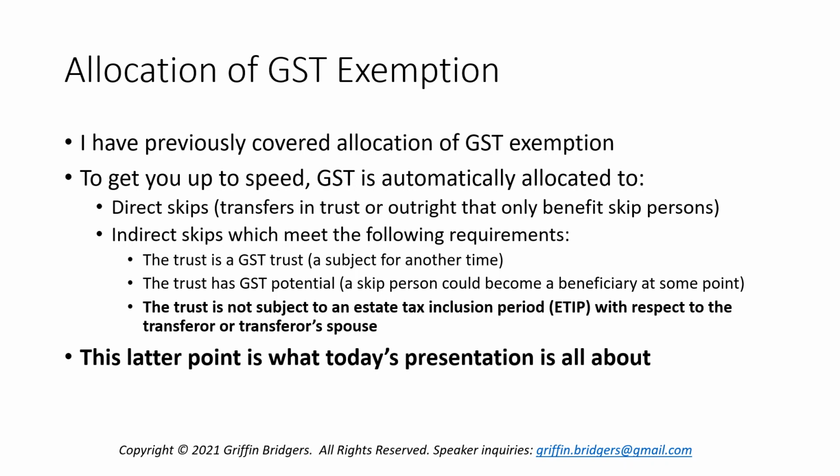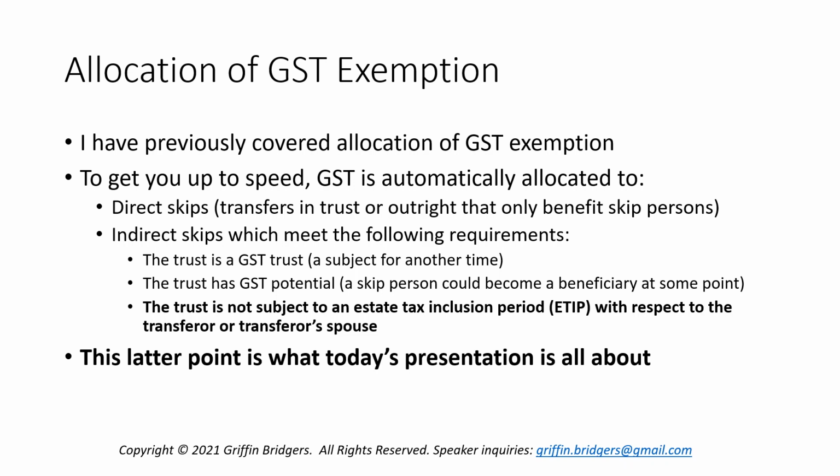One, the trust has to be a GST trust, which we'll talk about in another presentation, and that trust also has to have GST potential. That's an issue that shoehorns in. What that really means is that a skip person, even one who's not living right now, could become a beneficiary at some point. Then finally, the biggest point that you have to meet in order to have automatic allocation at the time of funding is that the trust cannot be subject to an estate tax inclusion period, or an ETIP, with respect to the transferor, i.e. the grantor of the trust, or the transferor's spouse.